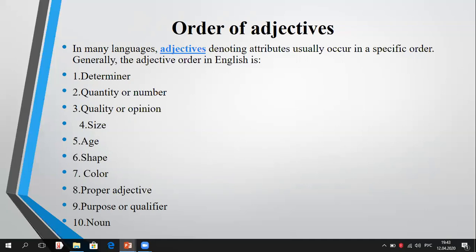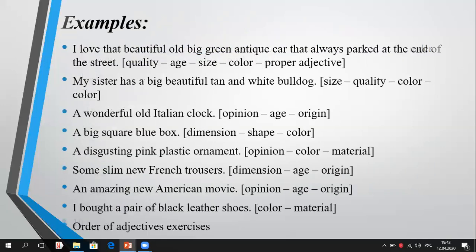Number 4, size. After size, you should put the age, then shape, next color, the next one, proper adjective, then purpose or qualifier, and the last one, you should put the noun. We'll look through these words again. For example, I love that beautiful, old, big, green antique car that always parked at the end of the street.